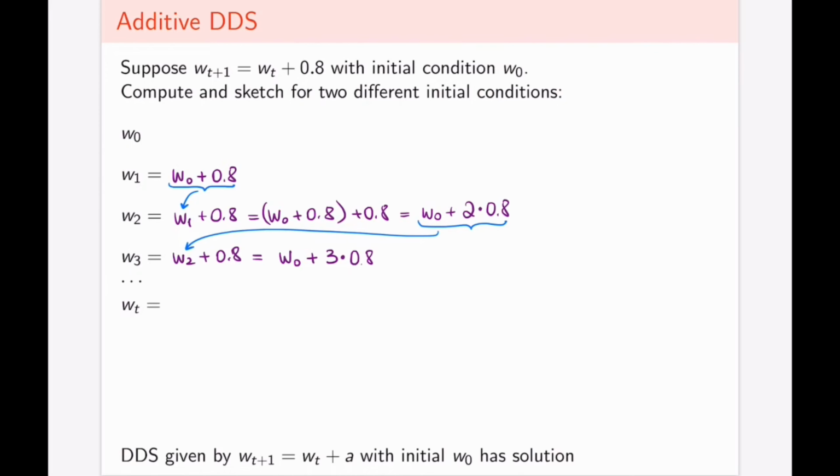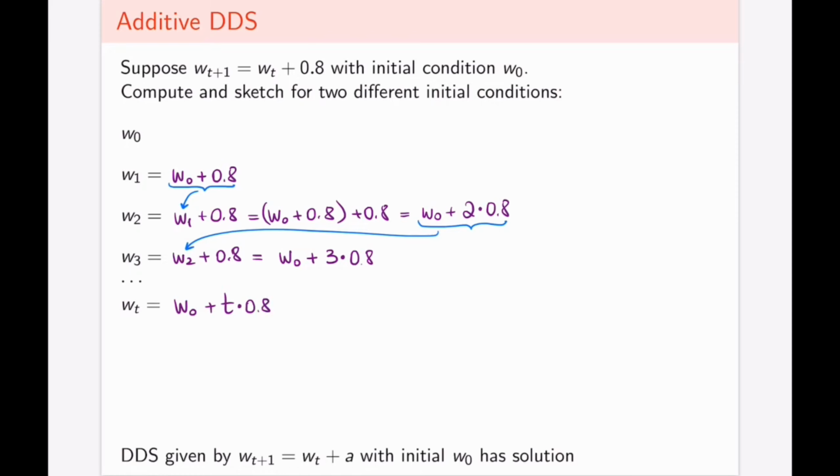For WT, again, I can compute it using my updating function rule, which is exactly just this, or I can already notice the pattern here, that what happens at every step is that I add another 0.8 to the summation, and therefore I can generalize this pattern. By the time I get to the tth step, I would have started at my initial condition, and I would have added 0.8 t times.